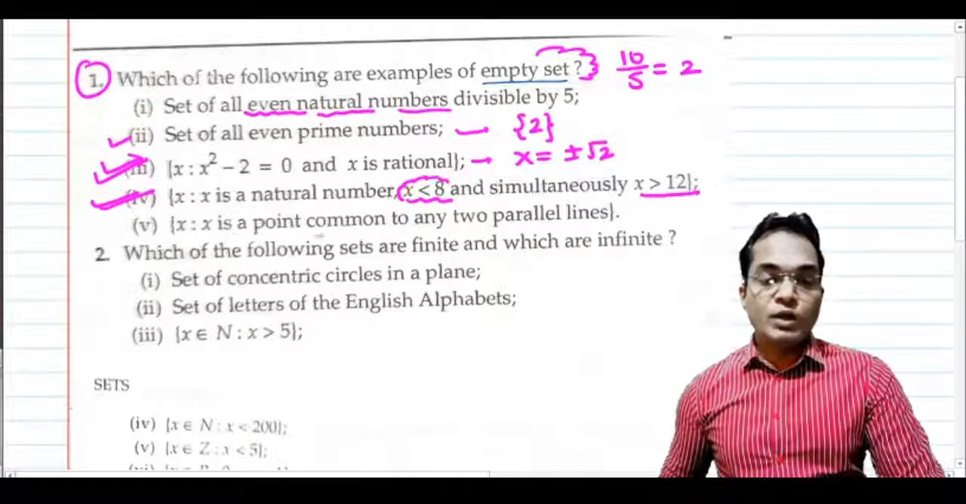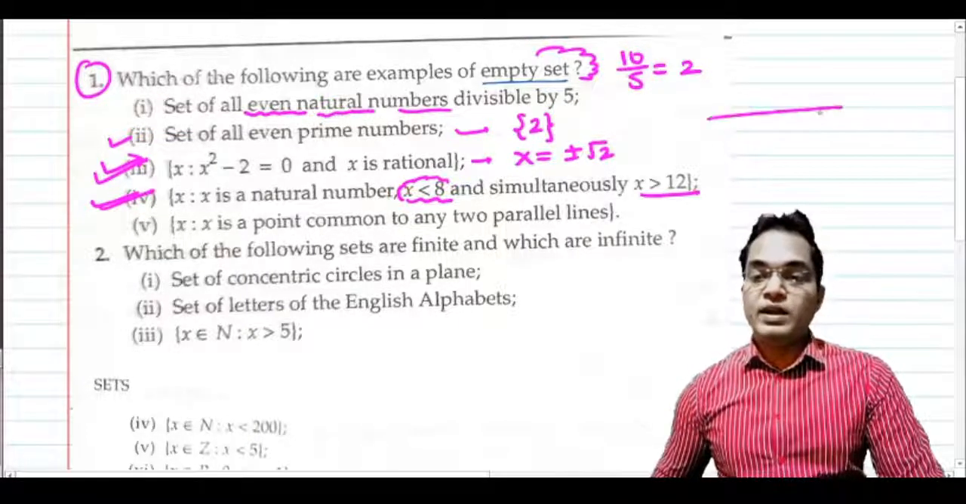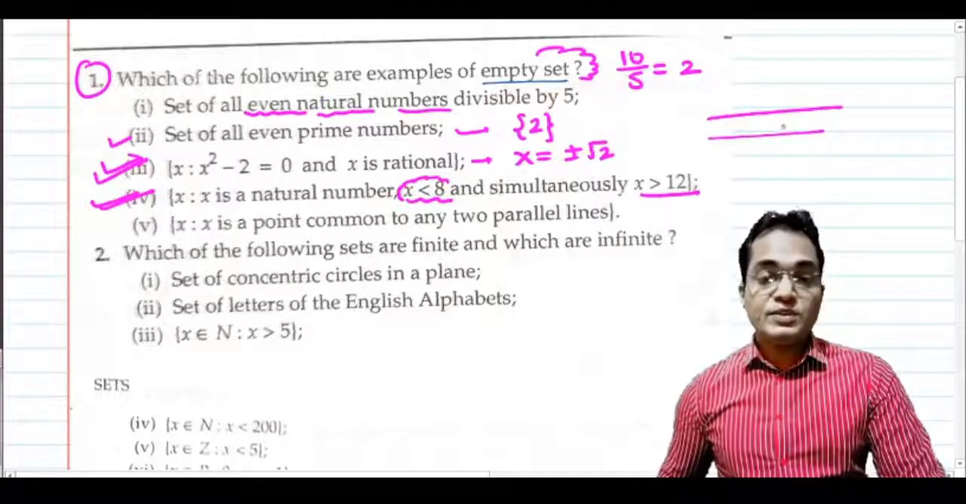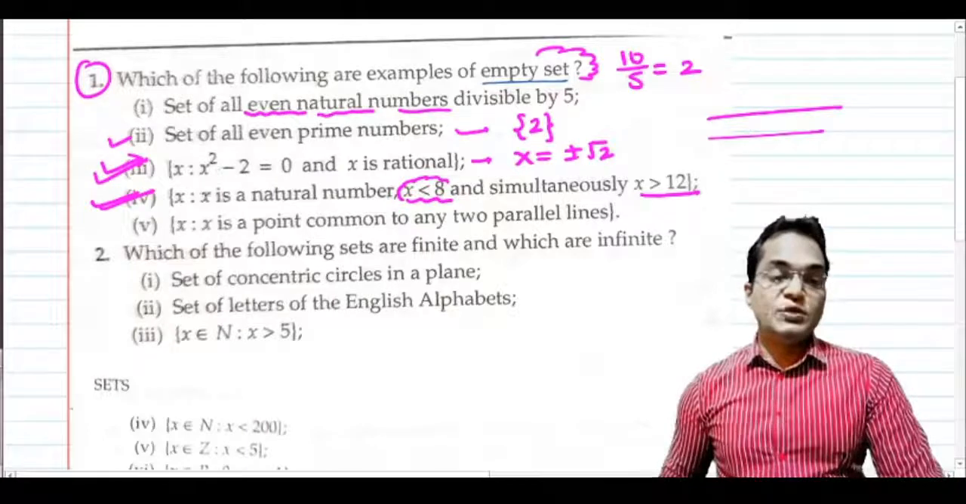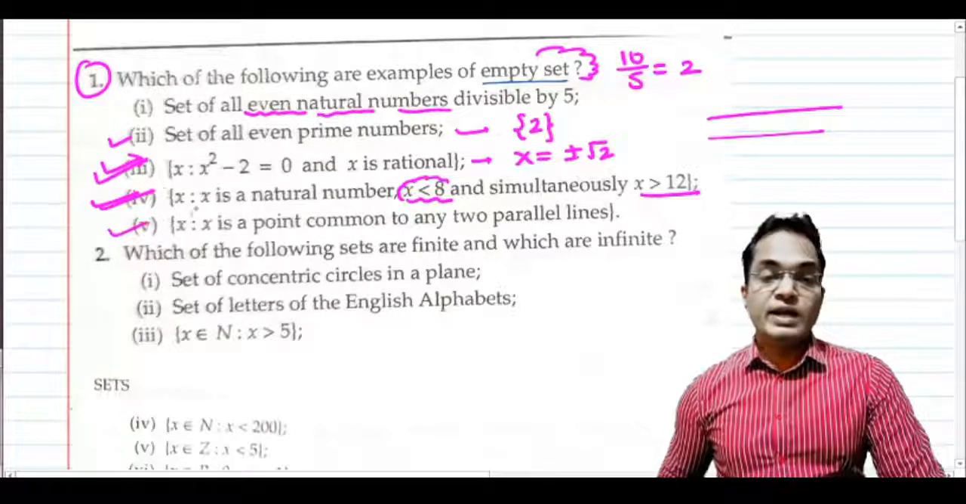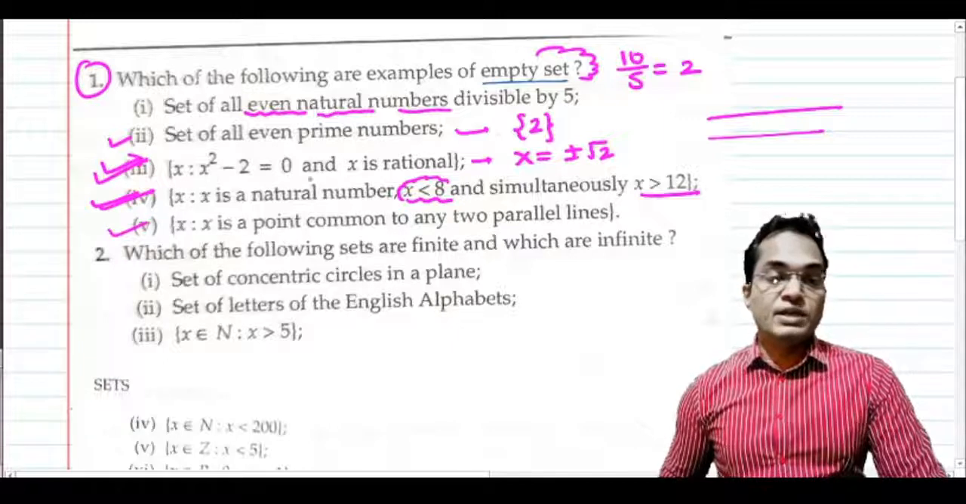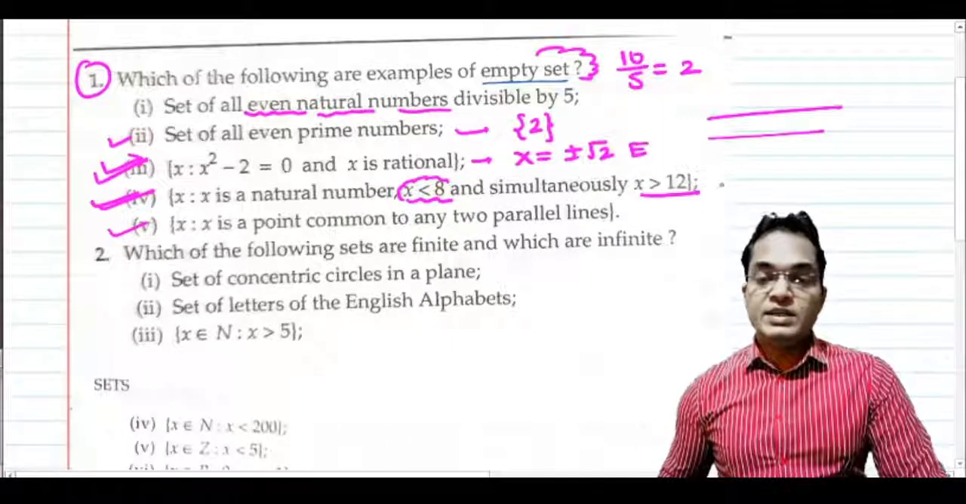And x is a point common to any two parallel lines. If there are two parallel lines, and the lines do not coincide, then there is no common point, which means this is also an example of an empty set. So the empty sets will be here, here, and here.